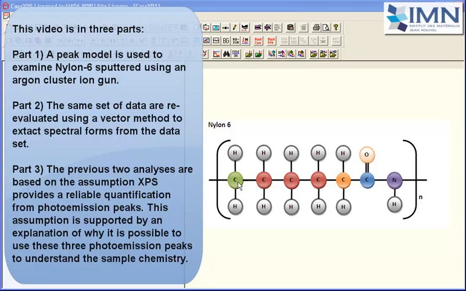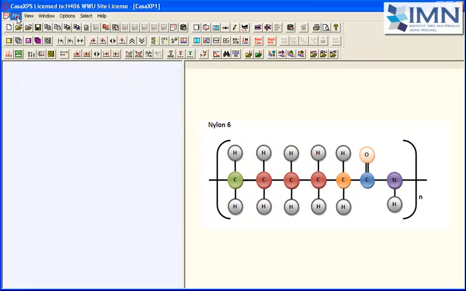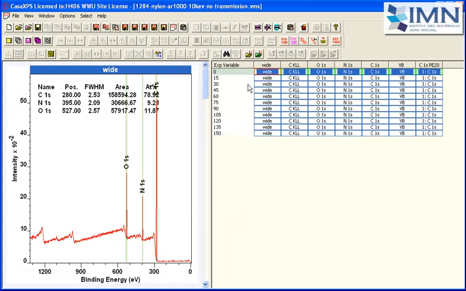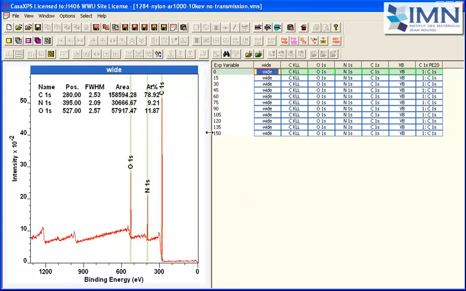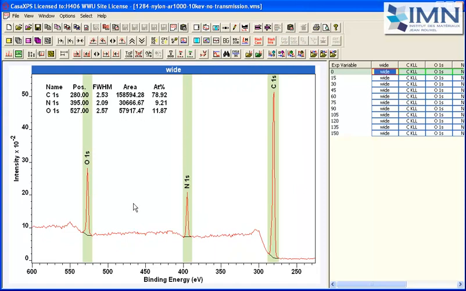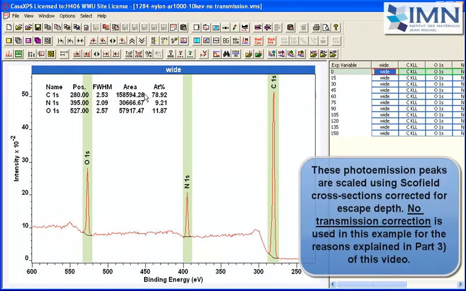Nylon-6 is a polymer that contains sequences of 6 carbon, 1 oxygen and 1 nitrogen. So if we do an XPS measurement from a sample that is supposed to be nylon-6, if we look at a survey spectrum and set up regions for the oxygen, nitrogen and carbon, we ought to end up with background subtracted intensities, which when scaled by the relative sensitivity factors should lead to the ratio of 6 to 1 to 1.